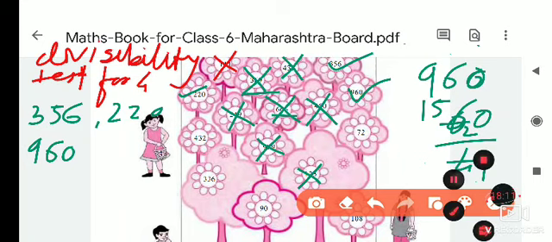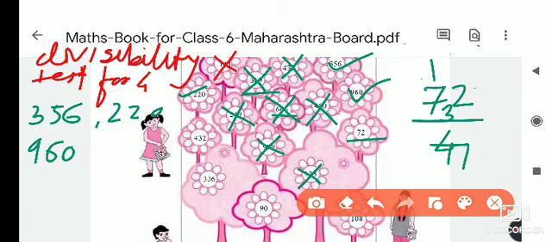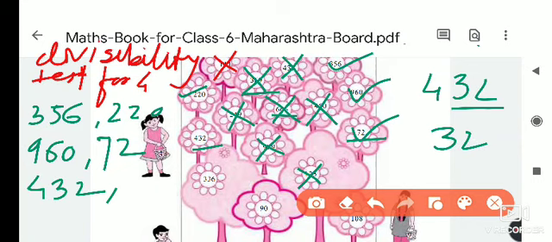Now we will check the next number, that is 72. There are only 2 digits, so directly divide. 4 ones are 4, remains 2 and 4 8s are 32. So this number, that is 72, is divisible by 4. Now we will check 432. As you know, 32 is divisible by 4 because 8 4s are 32 or 4 8s are 32. So that 432 we have to write, which is divisible by 4.